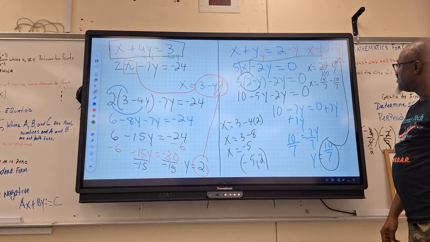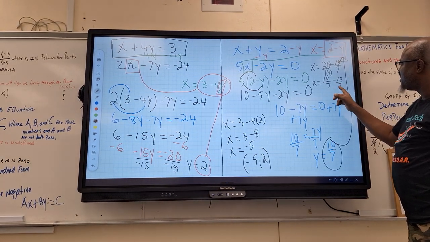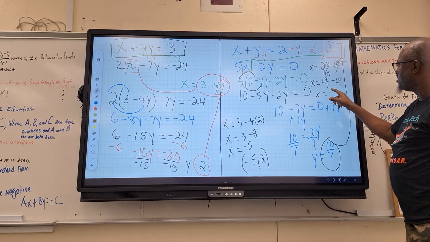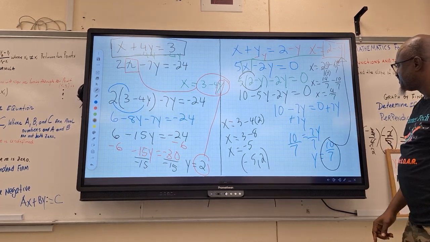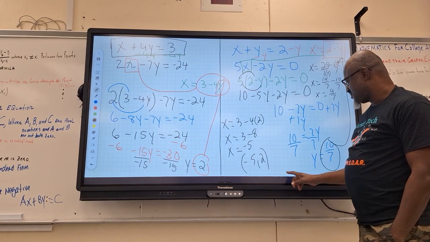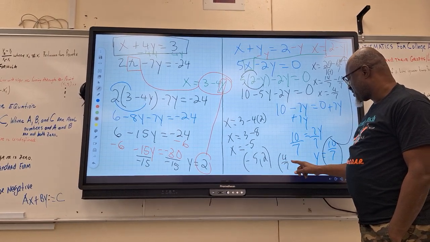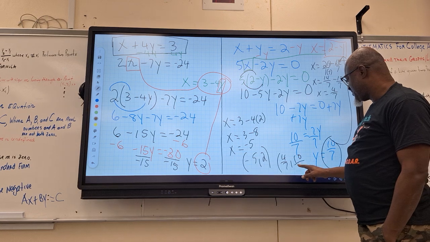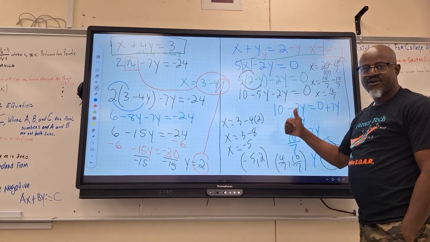What is 14 minus 10? 4 over what? 4 over 7. And what will be my solution? The solution is 4 over 7 and 10 over 7. So that was the fraction, and that's where we got that, right?